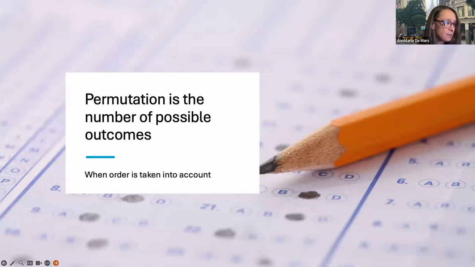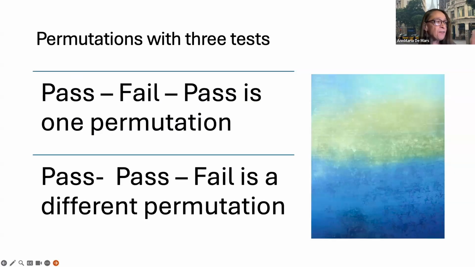Let's look at some examples. Say you have 3 tests. Pass, fail, pass is one permutation. Pass, pass, fail is a different permutation because in both cases, you passed 2 tests and failed 1, but they're in a different order. So with permutations, order counts.